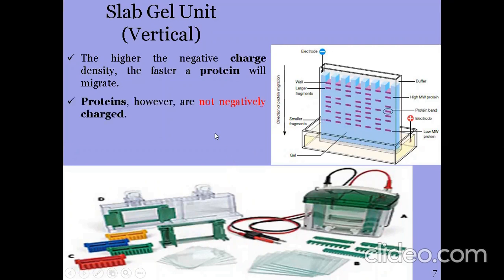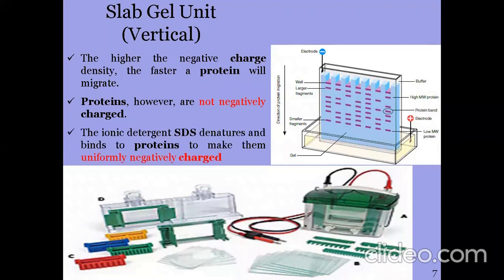And next is, what? Proteins, however, are not uniformly negatively charged. They have both negative and positive charges, depending on their amino acid constitution. So what is the alternative? What we can do is use SDS, sodium dodecyl sulfate, an ionic detergent.